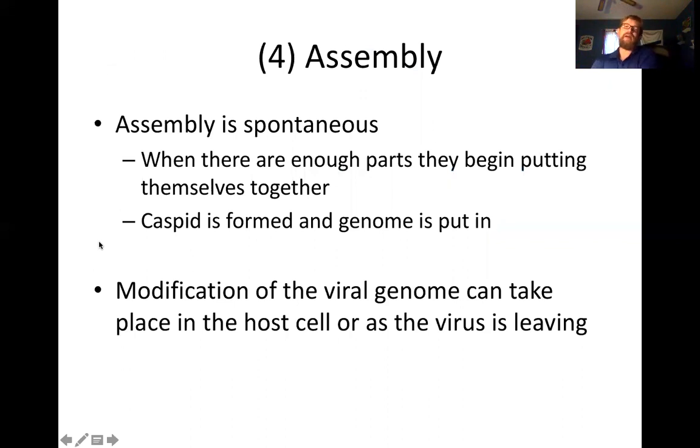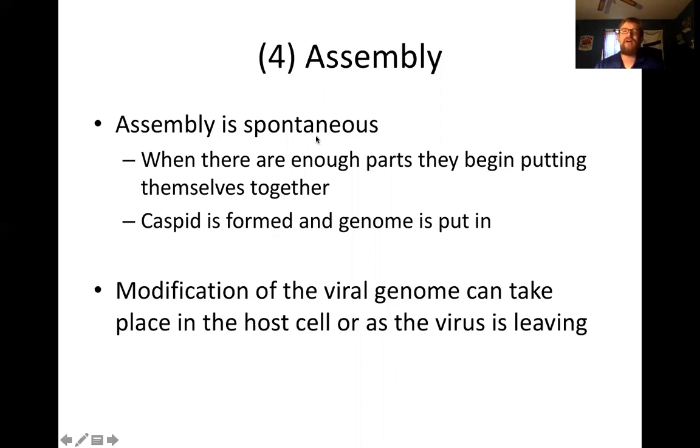Now, assembly, right? So basically, when you've made enough individual viral components, you can start to put a virus together again. And so you make that capsid, you put your genome in it, you start to put together everything else, and then you're good to go. What's really cool is that you can actually modify this viral genome as it's still in the host cell and as it's leaving. And so again, one of these aspects of this being alive, right? The viral genome can be changed or altered.